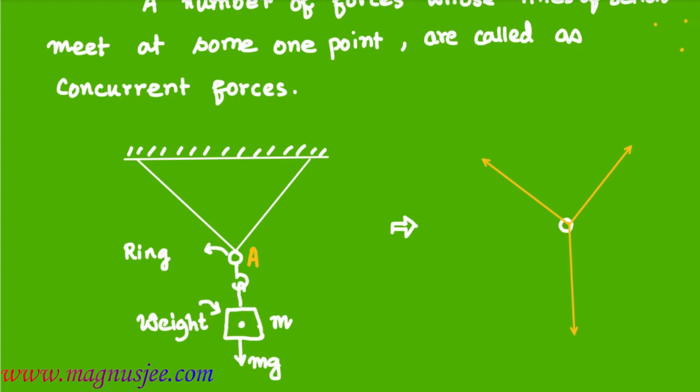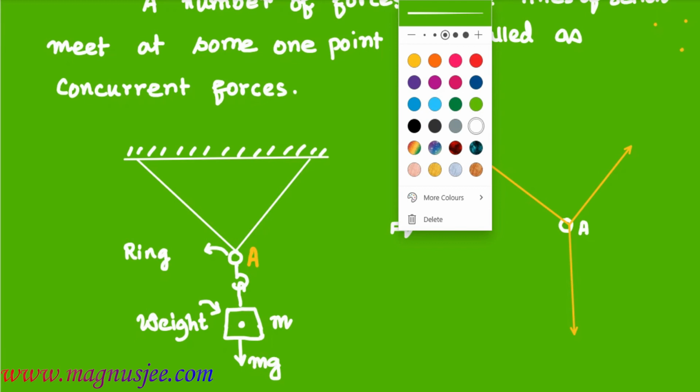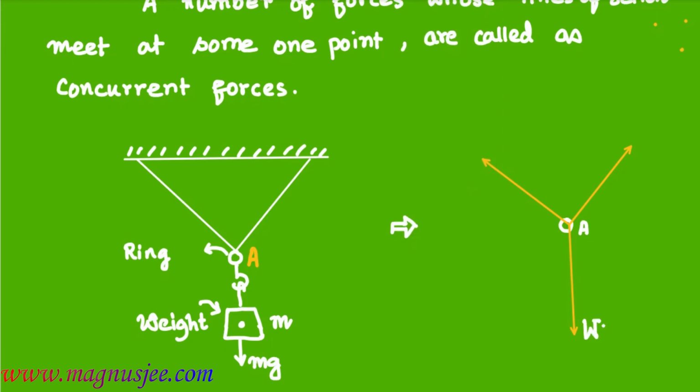A is the ring, and on the right hand side we can denote the ring as the common point. So here A is the common point also, and this is weight or one type of force, W equal mg, which is acting in vertically downward direction. T1 and T2 are the tensions acting on the two strings. So T1 is acting on this string and T2 is acting on that string, which are directed towards left. So in this case there are three forces, W equal mg, T1 and T2. They are acting simultaneously and their lines of action meet at the common point or the concurrent point A.